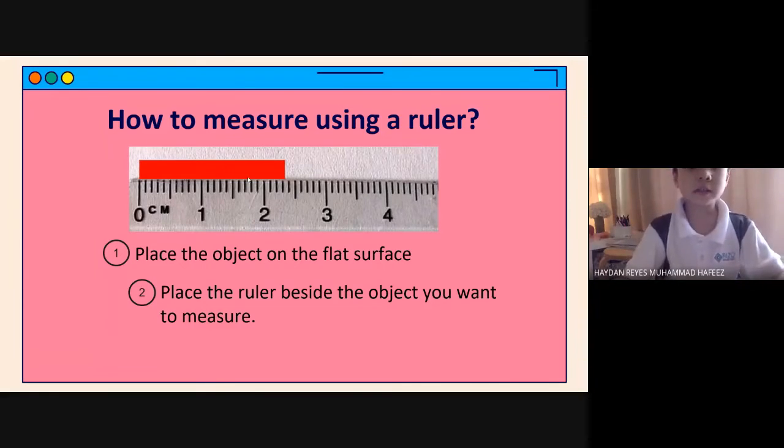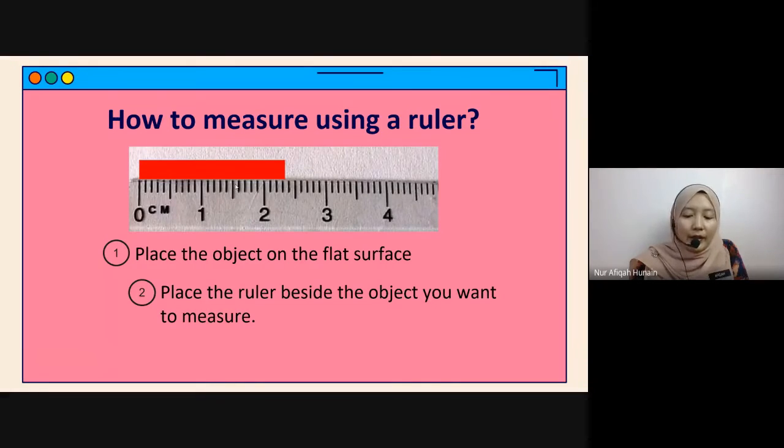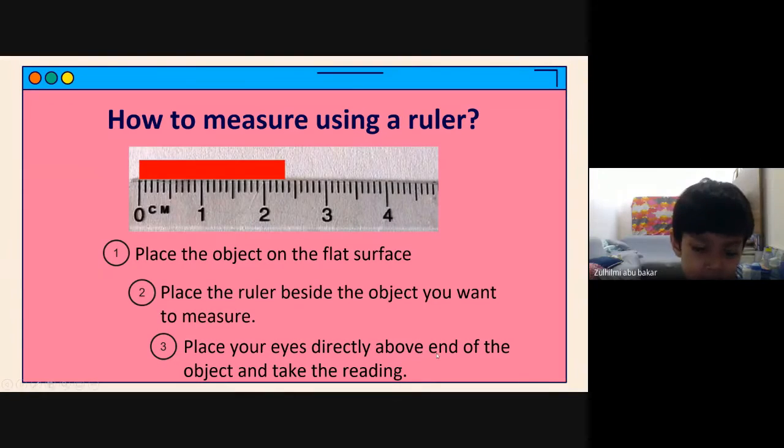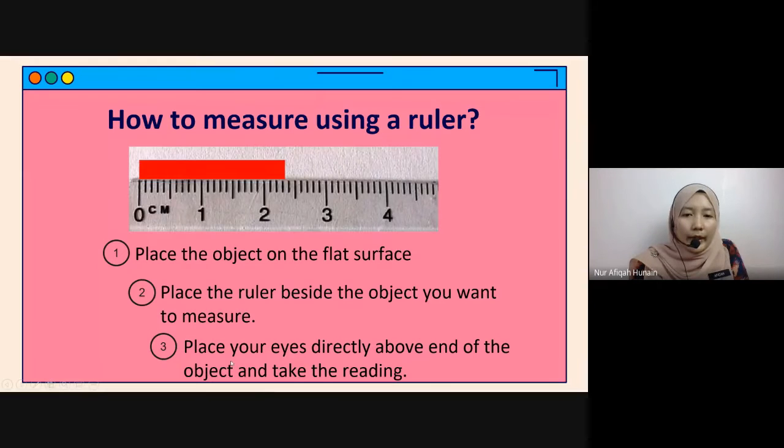Assalamualaikum, teacher. Waalaikumsalam, Eden. Okay, next, number three, place your eyes directly above the end of the object. This one. Place your eyes here, at the end of the object, and take the reading.